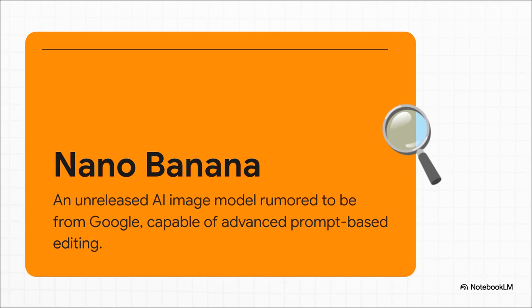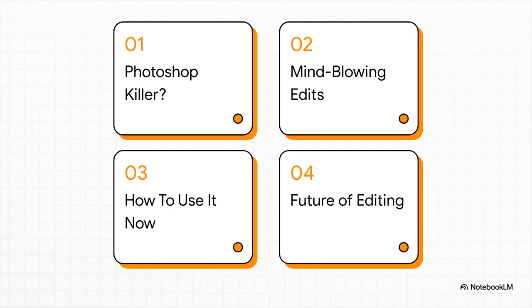So what is this thing? Well, the model at the center of all this hype has this weird code name, Nano Banana. And here's the wild part, it's not even officially out yet. No company has stepped up to say, yep, that's ours. The big rumor is that it's a secret project from Google, but right now it's still just this incredibly powerful mystery.